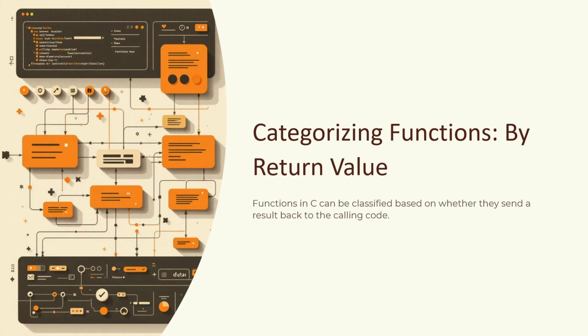Now we are going to talk about functions by return type. Functions in C can be classified based on whether they send a result back to the calling function. This classification depends on something called the return value. Some functions calculate a result and return it, while others simply perform an action without returning anything.